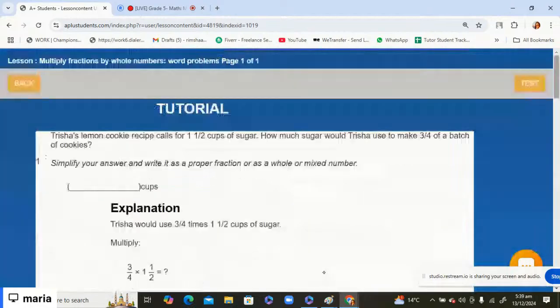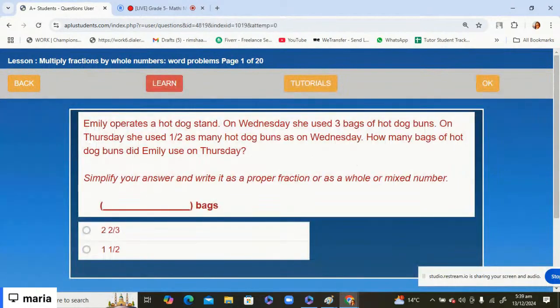Now let's do the test questions. Okay, so here is the question. Emily operates a hot dog stand. On Wednesday she used 3 bags of hot dog buns. On Thursday, she used 1/2 as many hot dog buns as on Wednesday. So, how many bags of hot dog buns did Emily use on Thursday? Simplify your answer and write it as a proper fraction or as a whole or mixed number.